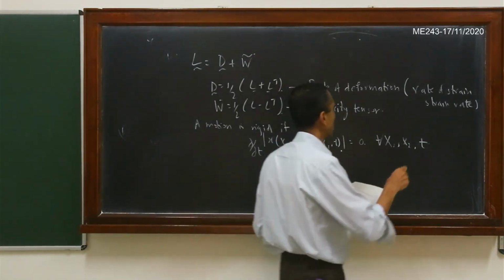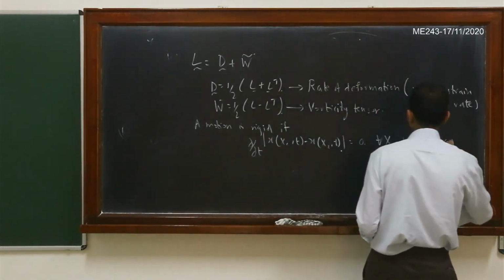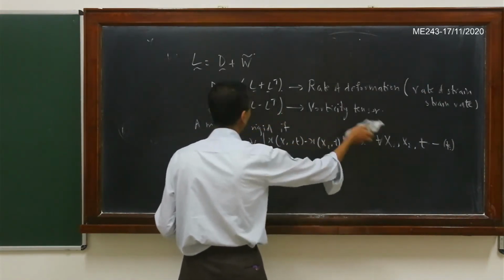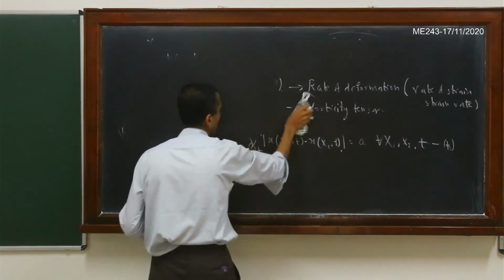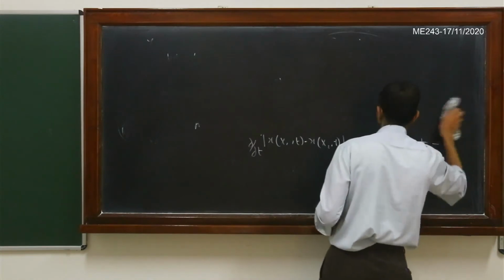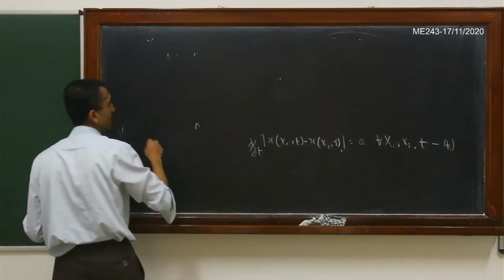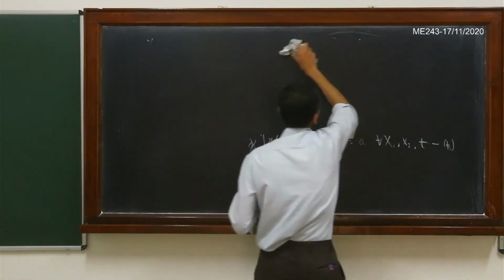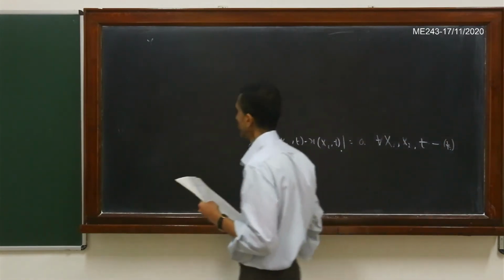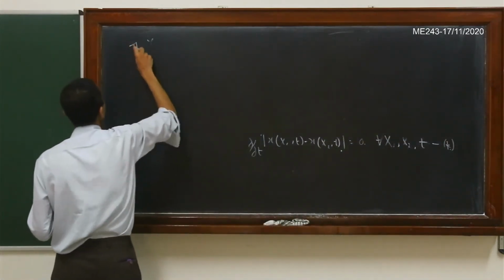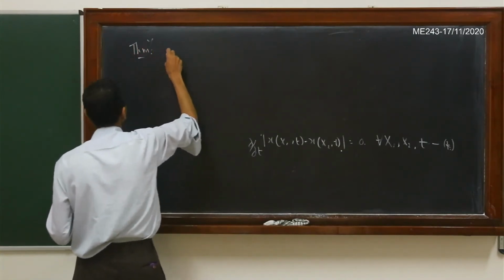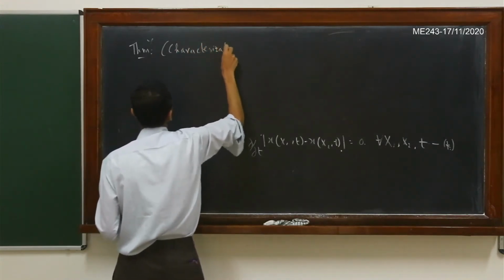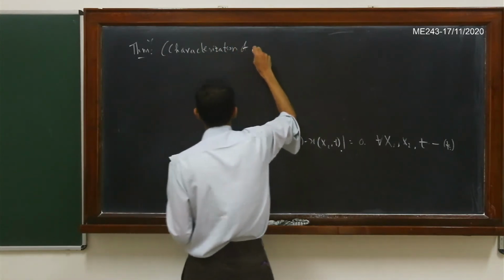So this relation I will call star. I am going to erase this particular relation, but just recall that this is going to be called star in the theorem that I am going to write here. So this is the theorem. This is a characterization of rigid motion.